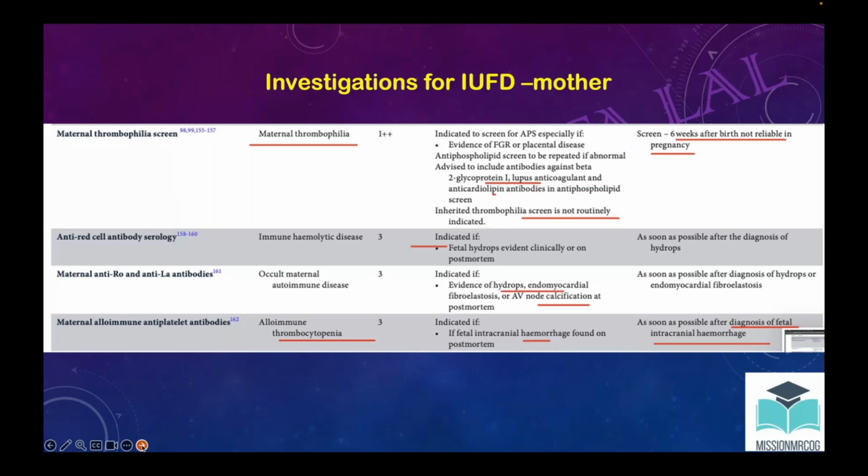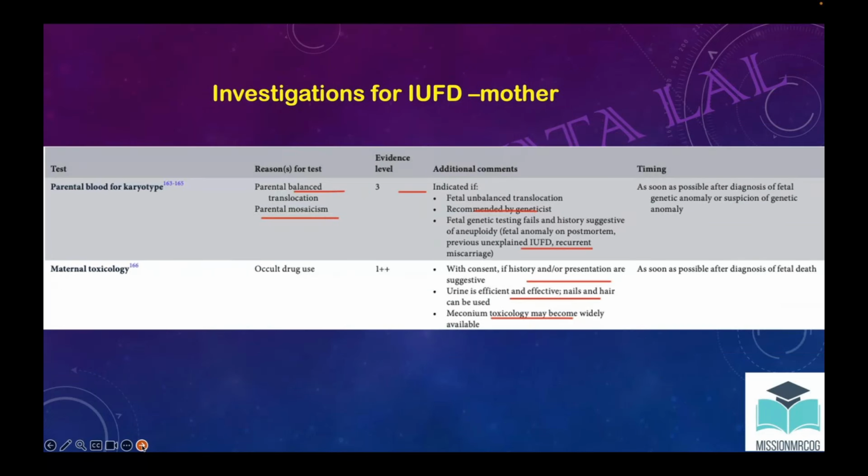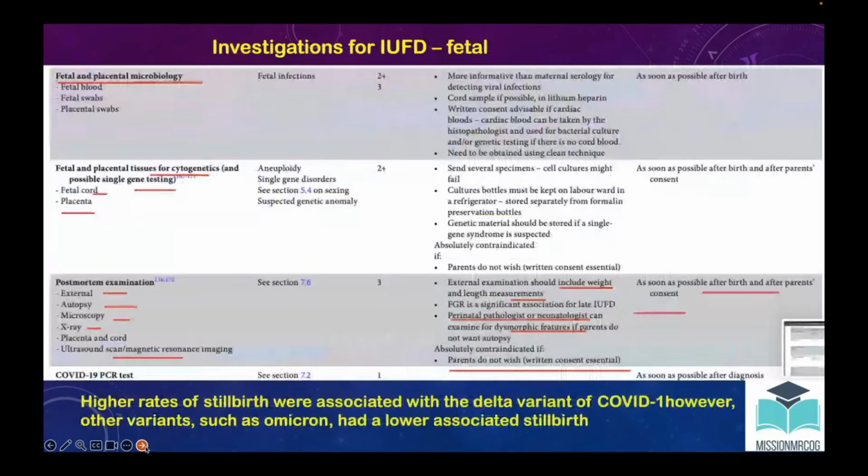So these are, apart from this, karyotype. Why is the karyotype done? To find out parental balanced translocation or parental mosaic situation, and maternal toxicology in case there is any drug abuse. Okay, so these are the investigations that have to be done from the mother.